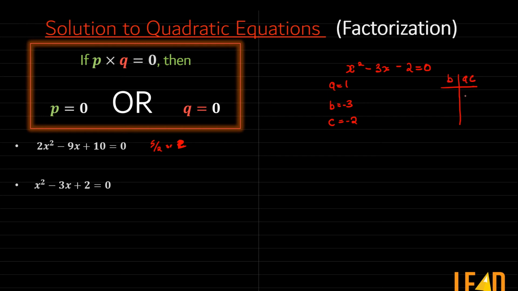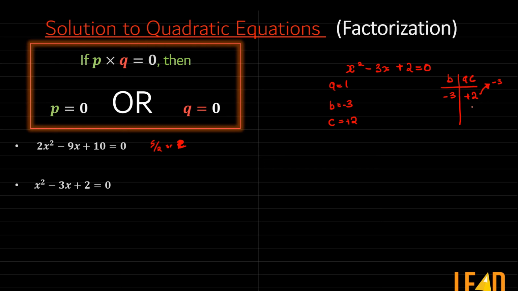My a times c will give me 2, or my b is -3. So what two numbers would work? The numbers are, hold on, I can use -3 and +1. No. Oh, okay, my bad. I have the equation wrong. This is +2. Okay, so hold on. Yep. Okay, so now I have the equation right.